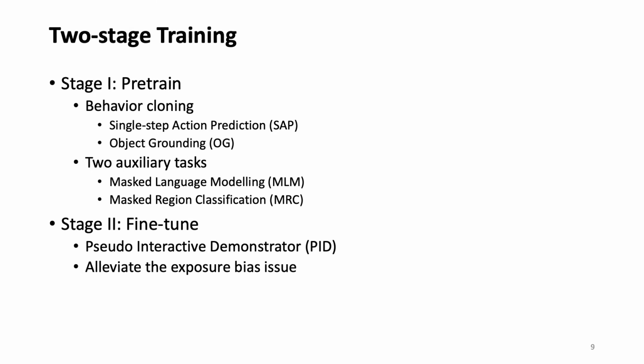We apply a two-stage training approach for DUET. In the first stage, we pre-train DUET with behavior cloning and two auxiliary tasks. In the second stage, we fine-tune the model with a pseudo-demonstrator, since we can obtain the shortest path in the training phase.